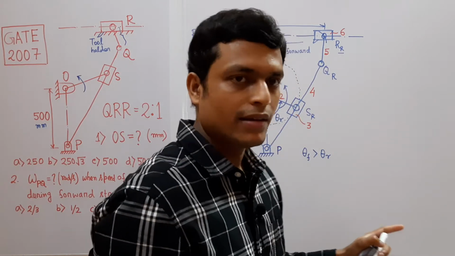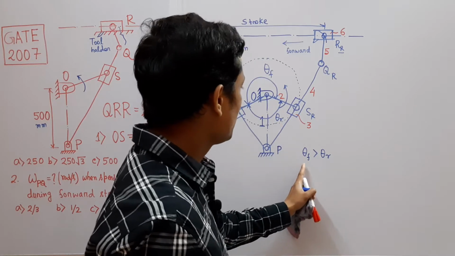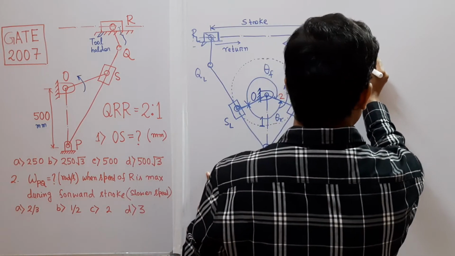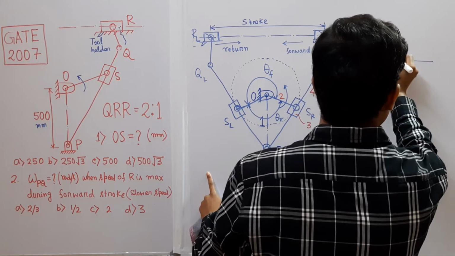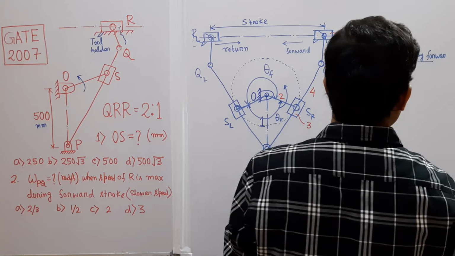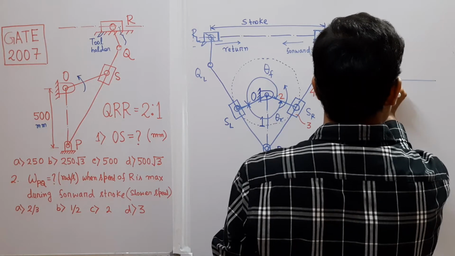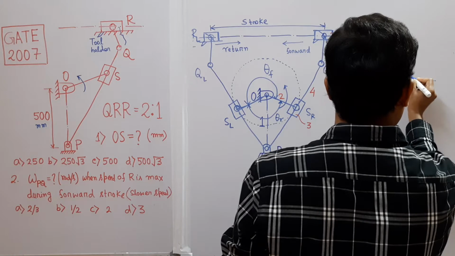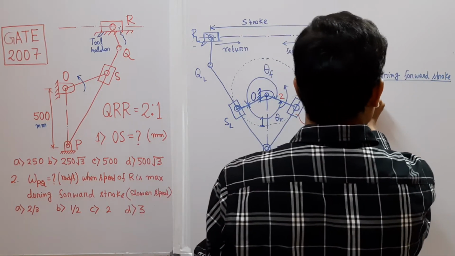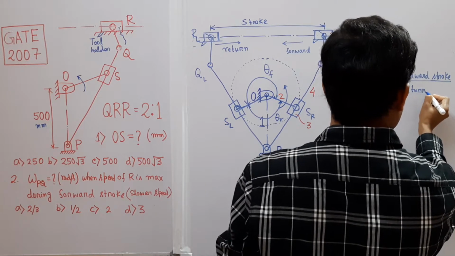The crank is rotating with a uniform speed, so the time taken during the forward stroke is more than the return stroke. So there will be a quick return ratio. I am explaining the quick return ratio first: the quick return ratio is the time during the forward stroke divided by the time during the return stroke.